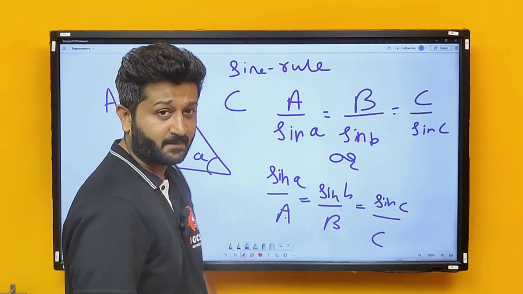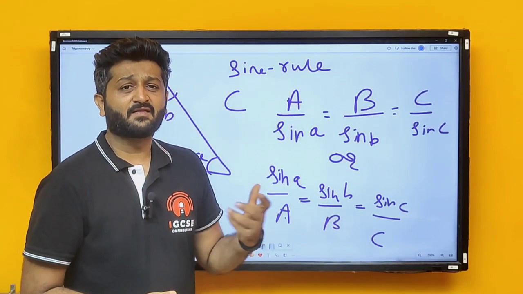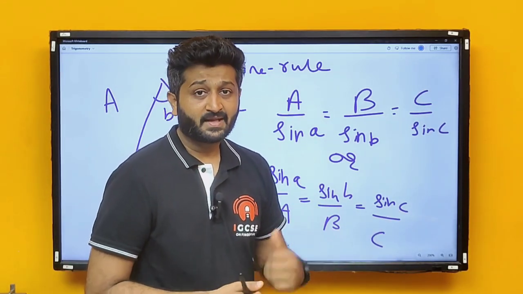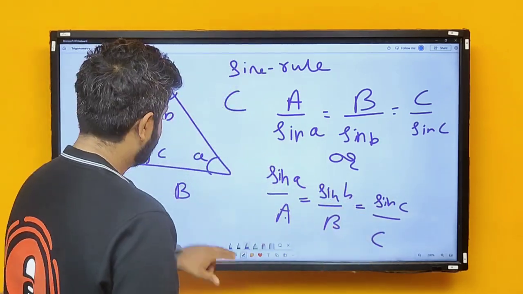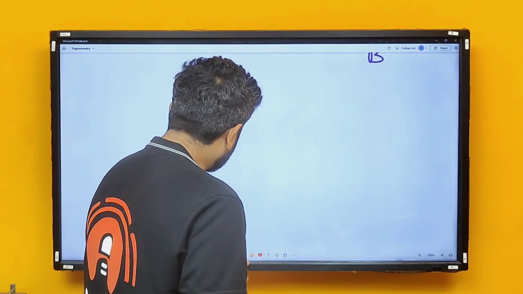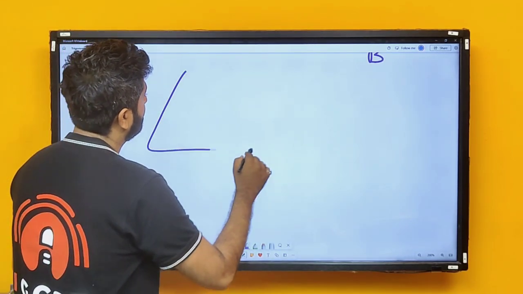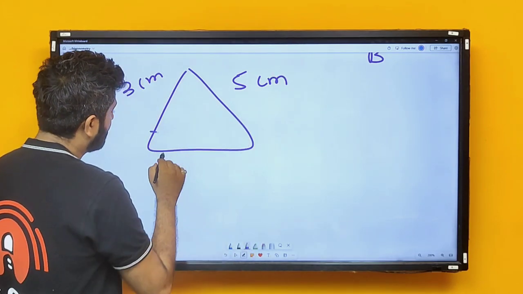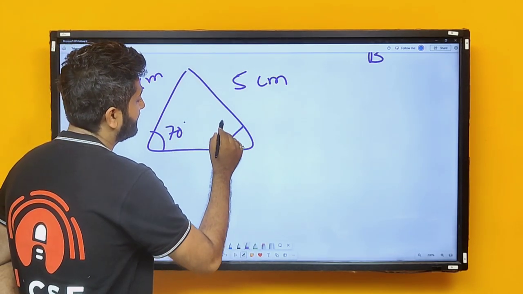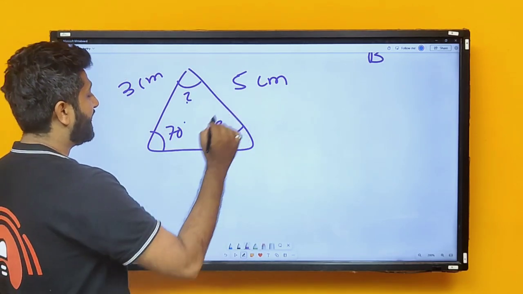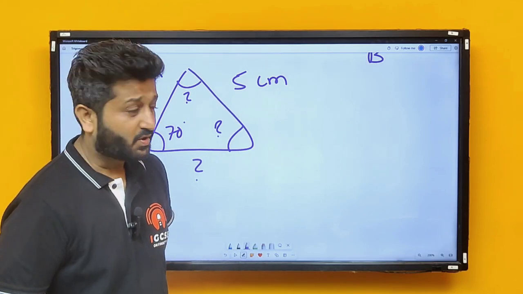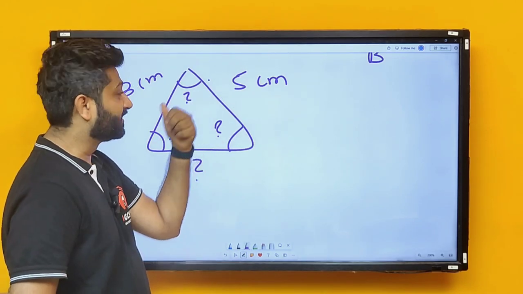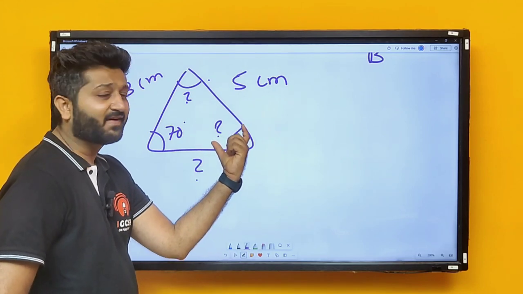Now both of these formulas are correct. You can use either formula, but if you need to measure the sides, I would prefer you use this. If you need to measure angles, then I would prefer you use this. Let us understand how we can apply this in a triangle. Let's say I have a triangle. This is 3 centimeters, this is 5 centimeters, and this angle is 70 degrees. Now I need to find this angle, and I also need to find this side, right? If I can somehow find this angle, then using angle sum property I'll be able to find the third angle also, right? So how can I find this angle?